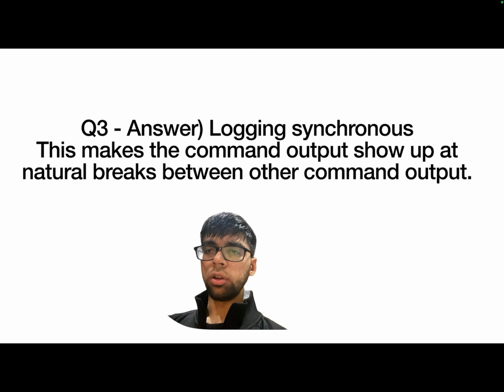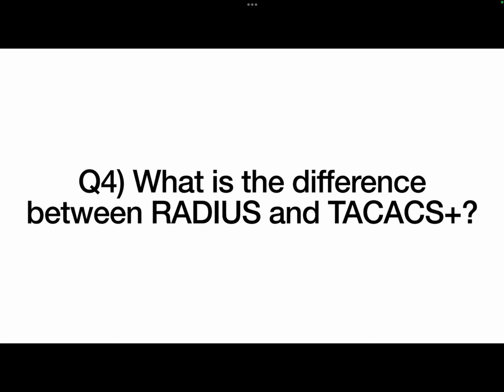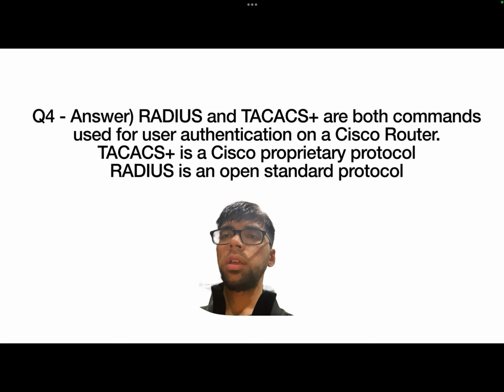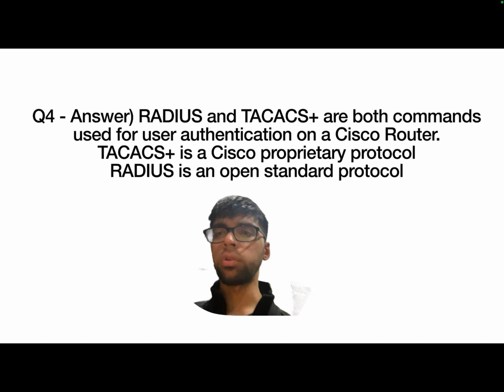Question number 4: what is the difference between RADIUS and TACACS Plus? Okay, 5, 4, 3, 2, 1, 0. So the difference between these two is, and the answer is, RADIUS and TACACS are both used for authentication on a Cisco router, but TACACS Plus is a Cisco proprietary protocol. RADIUS is an open standard protocol. So that's your difference there.